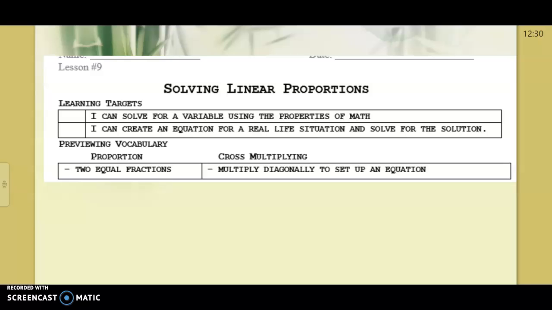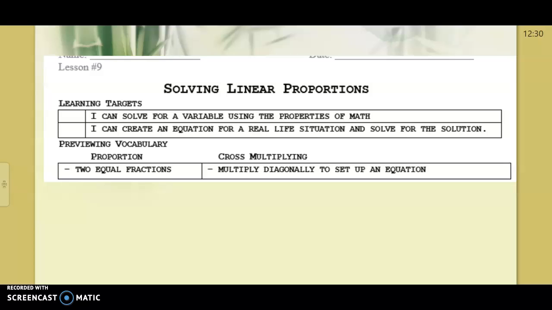Hello and welcome to lesson 9, where we'll be solving linear proportions. Our shooting targets for today will be able to solve a variable using the properties of math: your distributive, commutative, associative, and property of equality. You'll also be able to create an equation for real-life situations because we can see these in the wild.